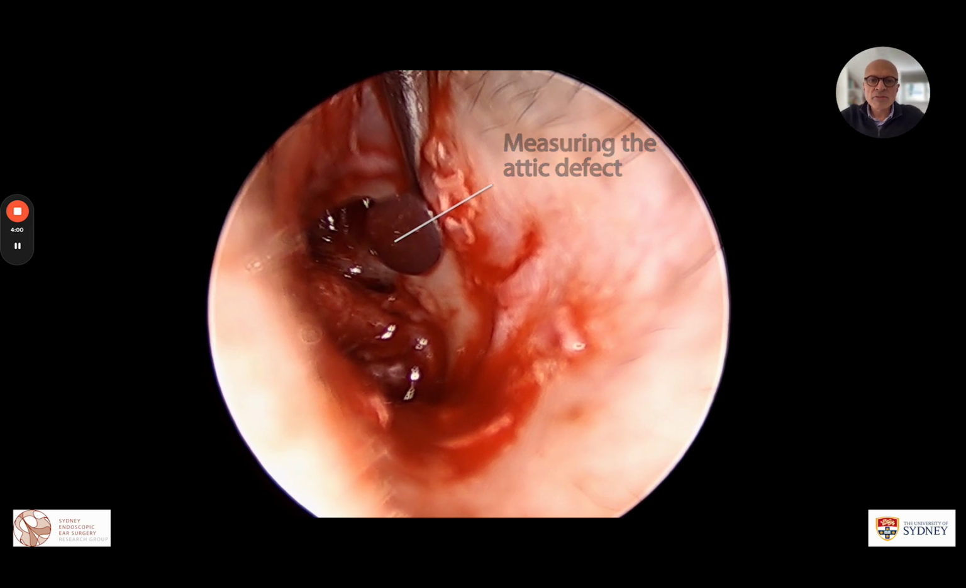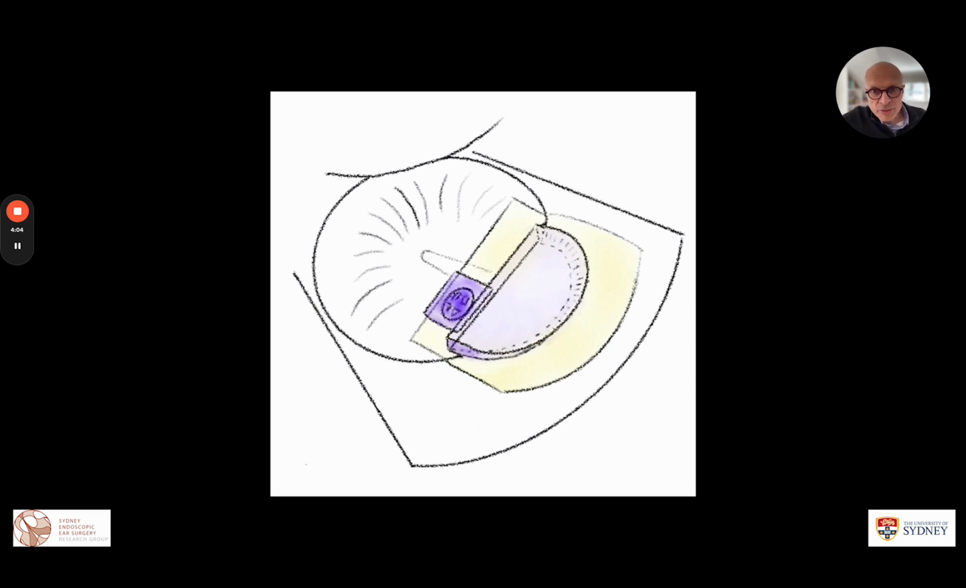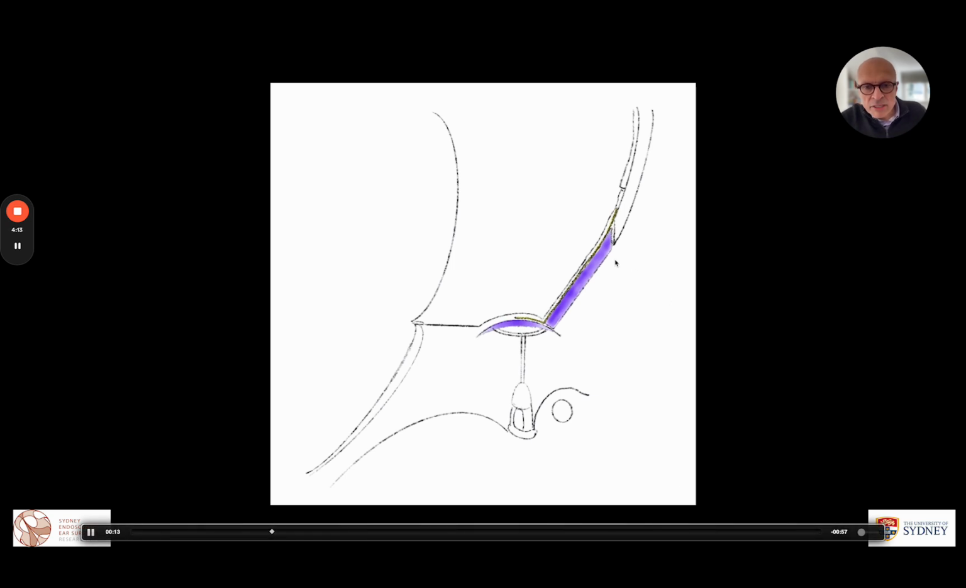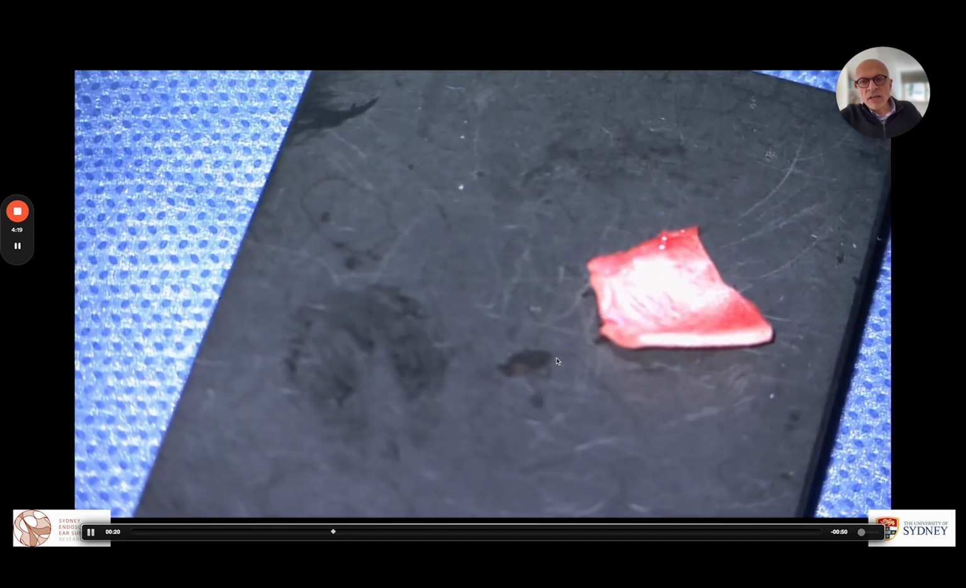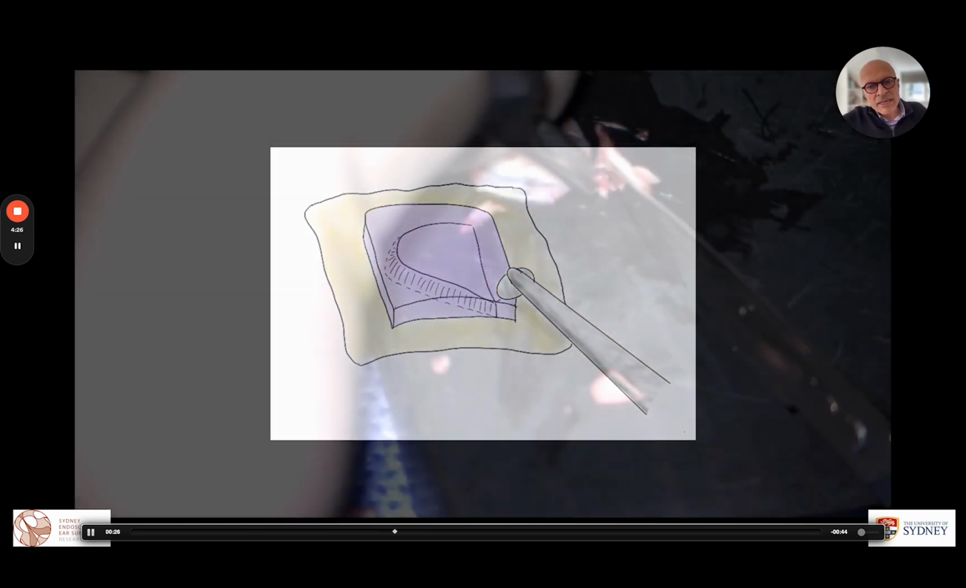So if I show you a video here, we're sizing and measuring the attic defect, and once again the cartoon demonstrating how we'll fill that gap. And then I harvest some tragal perichondrium. So you can see, as I mentioned to you before, we try and slot it neatly onto the cartilage of the ossicular reconstruction. So we have the concave tragal cartilage, and we turn this down and we remove the thick perichondrium and leave the thin anterior perichondrium as a perichondrial skirt.